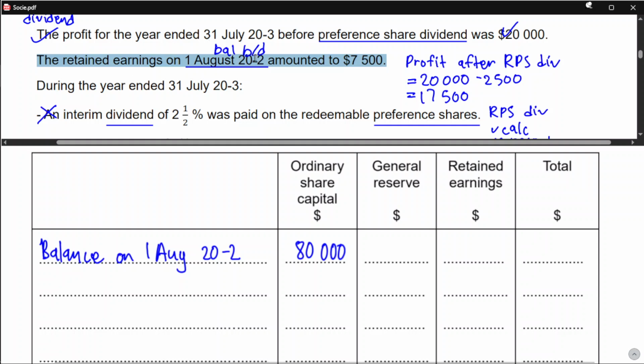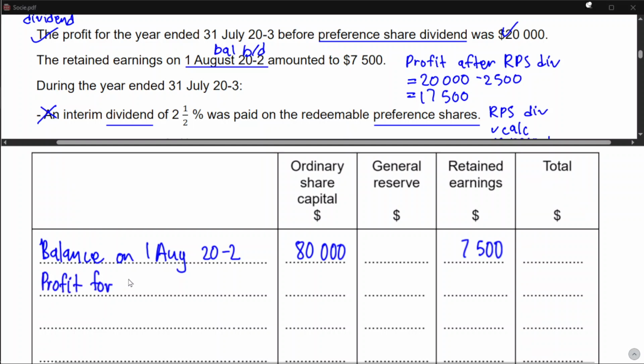This time the retained earning is 7,500. Then this line you say ignore. Let's look at this. Oh yeah, this one we also need to record. This one is a profit, so let's record profit for the year, 17,500.